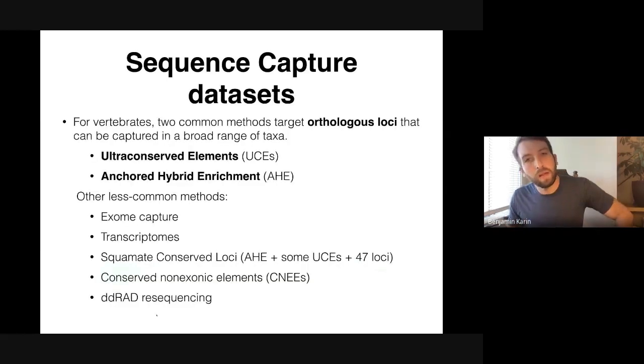So there are many sequence capture data sets that have been developed in vertebrates, which I'm going to be focusing on in this talk. The most common methods that target orthologous loci across all the taxa in which they're utilized are ultra-conserved elements and anchored hybrid enrichment. So I'll go into these in more detail. There are many other methods that have been used, but for the sake of time, I'm not going to really talk about them too much in this talk.